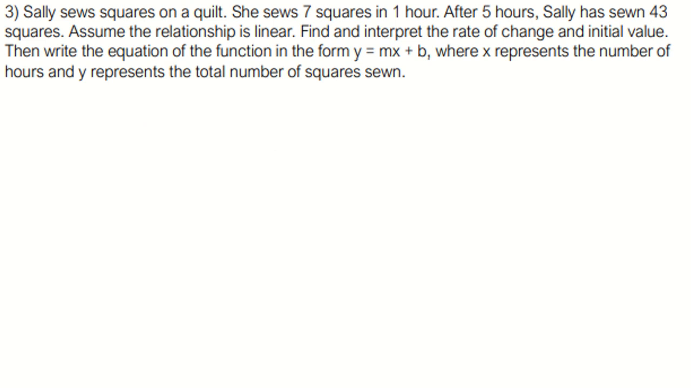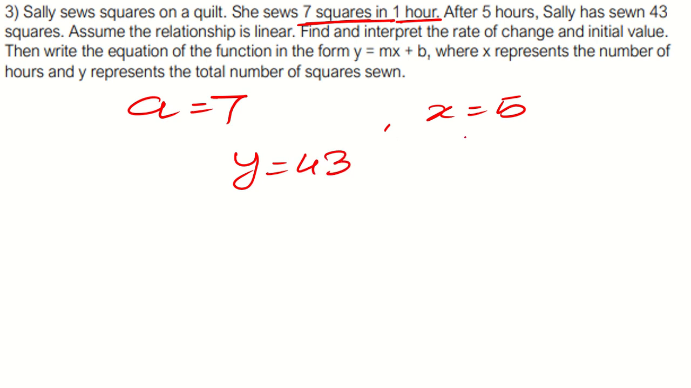Okay. Next is, Sally sews squares on a quilt. She sews 7 squares in 1 hour. This is the rate of change. So this is 7. After 5 hours, this is x, 5, Sally has sewn 43 squares. So this is y, which is 43. Assume the relationship is linear. Find and interpret the rate of change and the initial value.